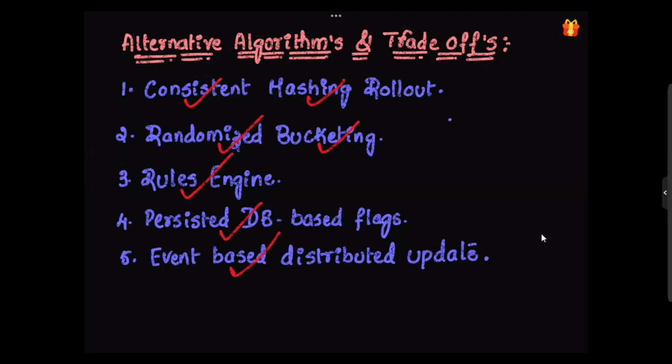And the fifth and final one would be event-based distributed update. The main advantage is that it scales well in microservices, no doubt. And the main con or disadvantage is that it needs messaging infrastructure. So these are some of the alternative algorithms and the trade-offs that we discussed just now.